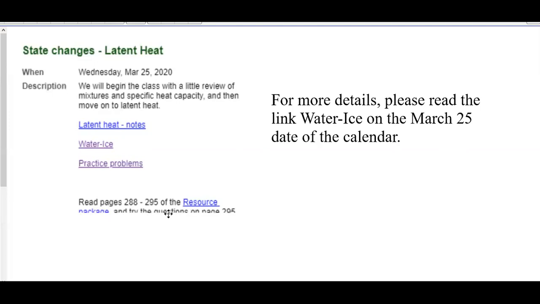And if you are interested, you can read the textbook pages found between pages 288 and 295 of that resource package. If you want, there's some questions. I see I clipped that wrong. There's some questions on page, it looks like 295, if you need some extra materials to try.